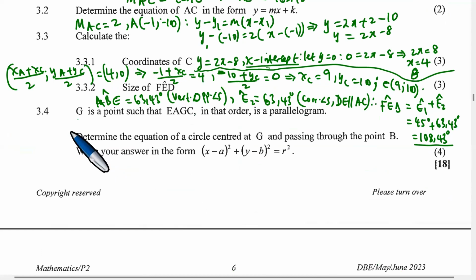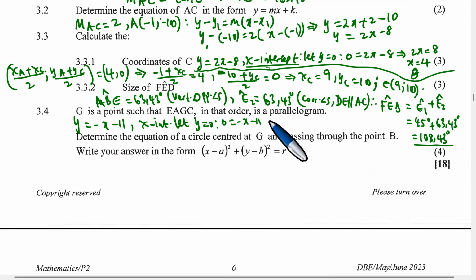If you look at the figure, you have y equals minus x minus 11, and you're interested in finding the x-intercept. To find the x-intercept, you let y be equal to 0. In this equation, 0 is minus x minus 11. That means x is minus 11. And that means the coordinates of the point E will be x equal to minus 11 and y is 0.